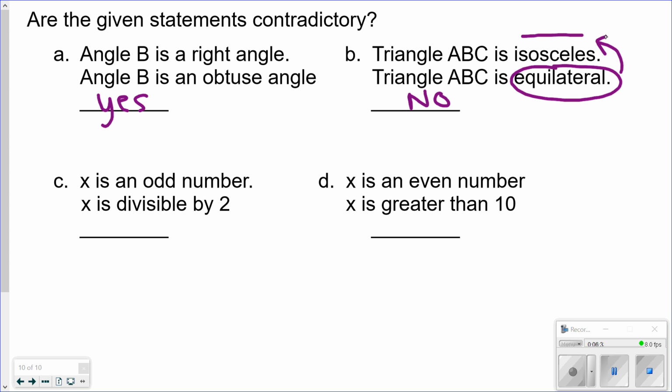Part C, x is an odd number and x is divisible by 2. Is this contradictory? Yes, it is. These could not happen at the same time. We know that odd numbers are not divisible by 2, so this could never happen. And finally, part D, x is an even number and x is greater than 10. Are these two statements contradictory? No. There are a lot of even numbers that are greater than 10, so this could happen.